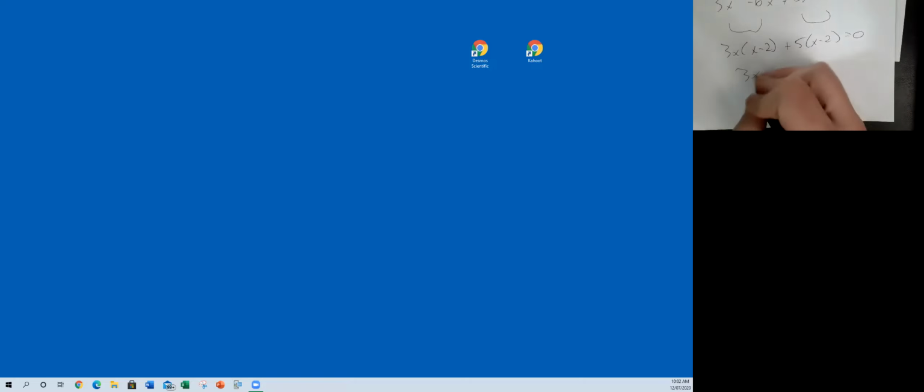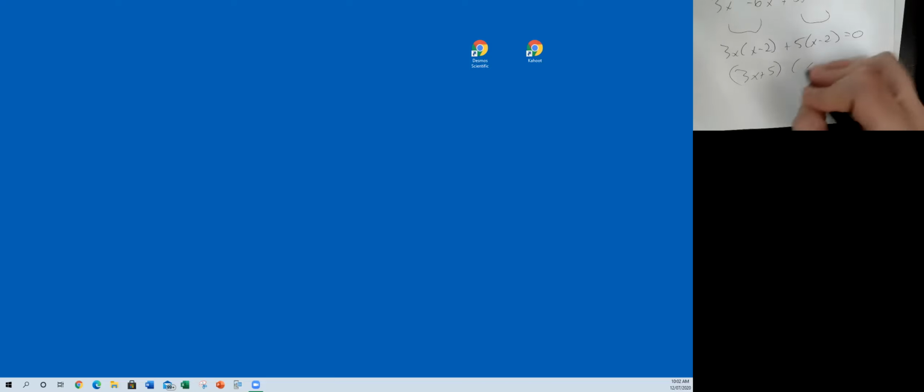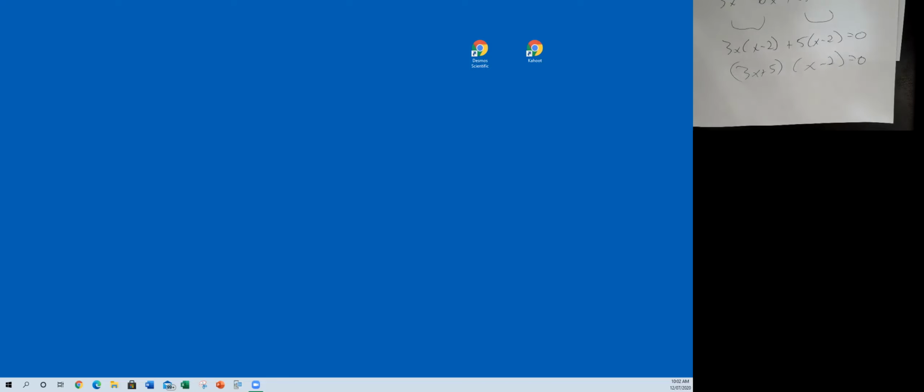So maybe I'm going a little bit quick over these, but I think we've done a few of these at some point in this class. So I get my factors, I get my solutions. This is going to give me x equals minus 5 thirds. It's going to give me x equals a positive 2.